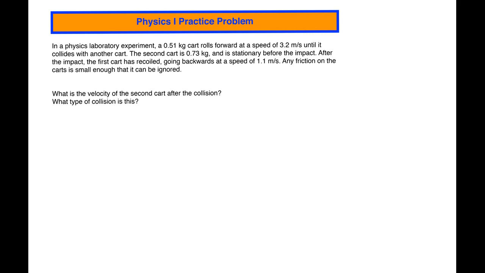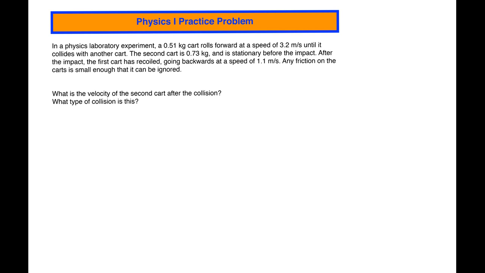In a physics laboratory experiment, a 0.51 kilogram cart rolls forward at a speed of 3.2 meters per second until it collides with another cart. The second cart is 0.73 kilograms and is stationary before the impact. After the impact, the first cart is recoiled, going backwards at a speed of 1.1 meters per second.